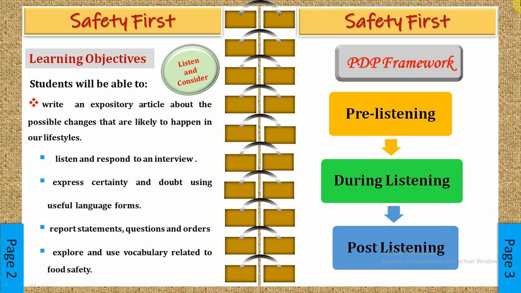To achieve this main objective, we have many other enabling objectives, including the following: listening and responding to an interview about the different types of food. We have expressing certainty and doubt using useful language forms, reporting statements, questions and orders, and also we have exploring and using vocabulary related to the topic of food and food safety. Since we are dealing with a listening lesson, we're gonna use the PDP framework: pre-listening, during listening, and post-listening. So let's see together what activities you can design for this lesson.